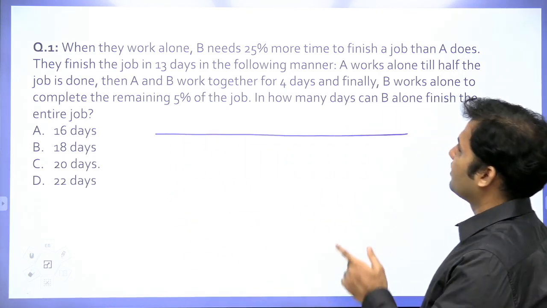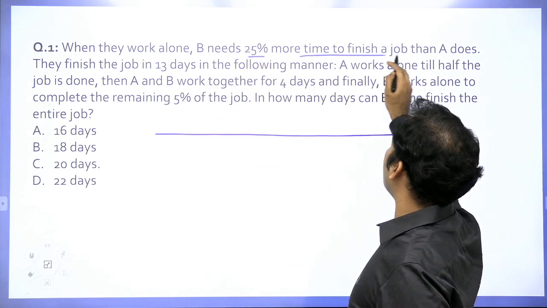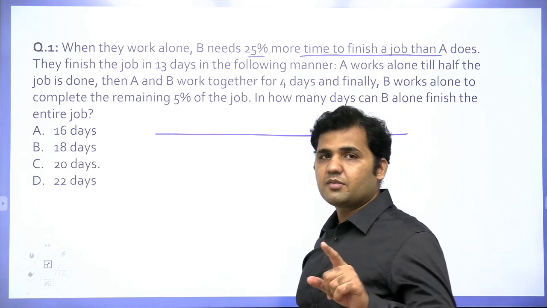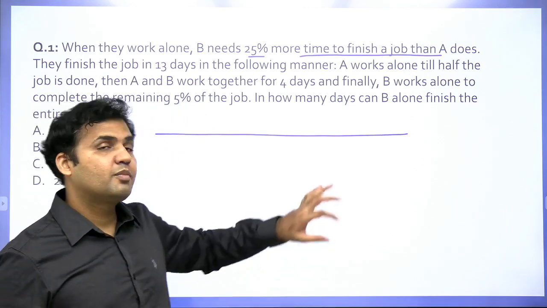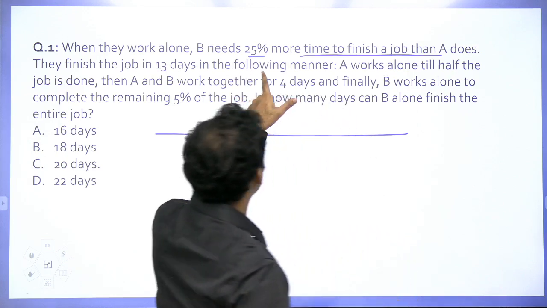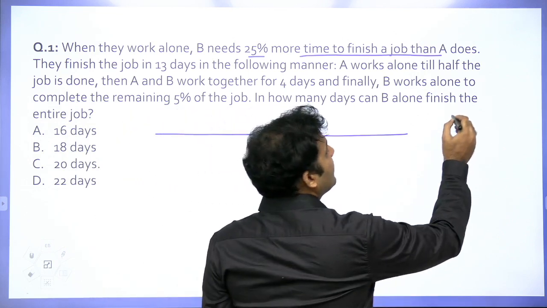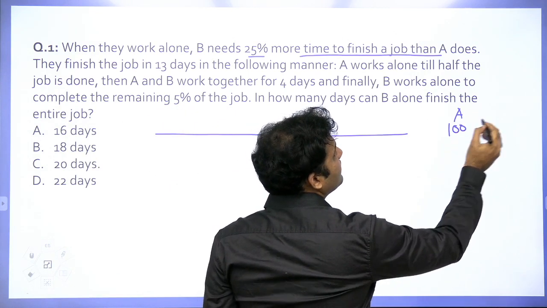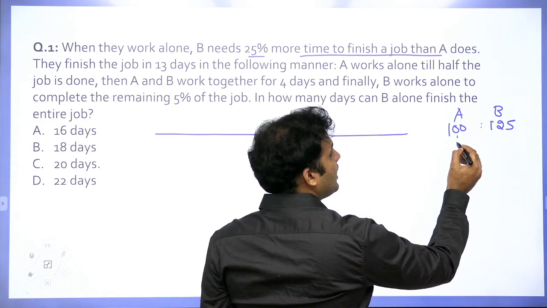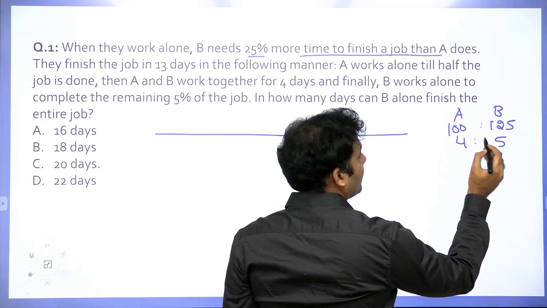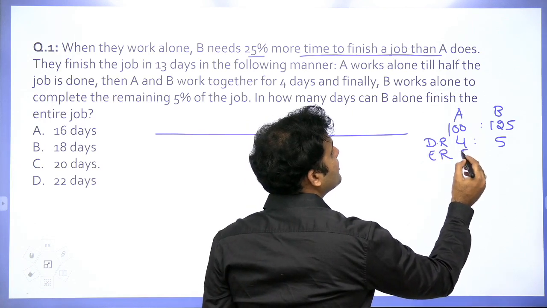See guys, we have in this information that when they work alone, B needs 25% more time to finish a job than A. The first statement is telling you about the efficiency relation of A and B. So please note it down separately that B needs 25% more time to finish a job than A does. It simply means that if A is doing the work in 100 days, B takes 125 days to do the work. That means the ratio of days of A and B is 4:5. If the days ratio is 4:5, then you should know the efficiency ratio is 5:4.